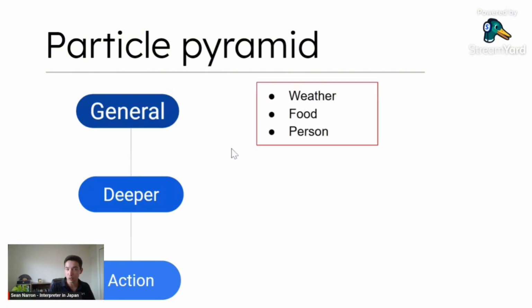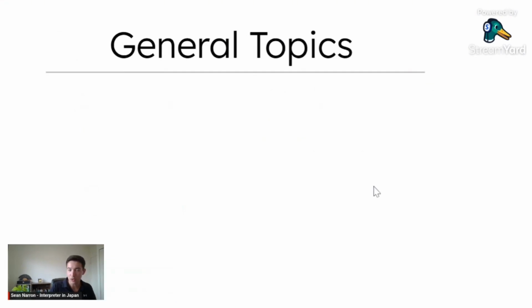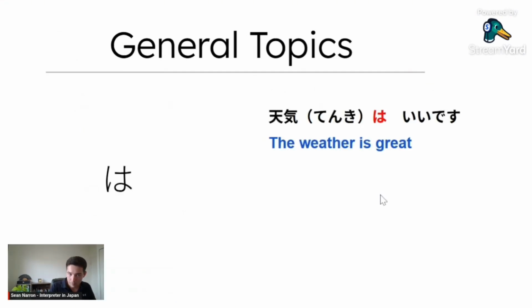First, the general stuff we're talking about is, like I said, weather, food, or a person. Are you talking about the weather? Are you talking about dinner, food? Or are you talking about a person, like your boss or whatever it is? In this case, we're talking about general stuff, so we use the particle wa. Let me give you a few examples. General topics, we're using wa.